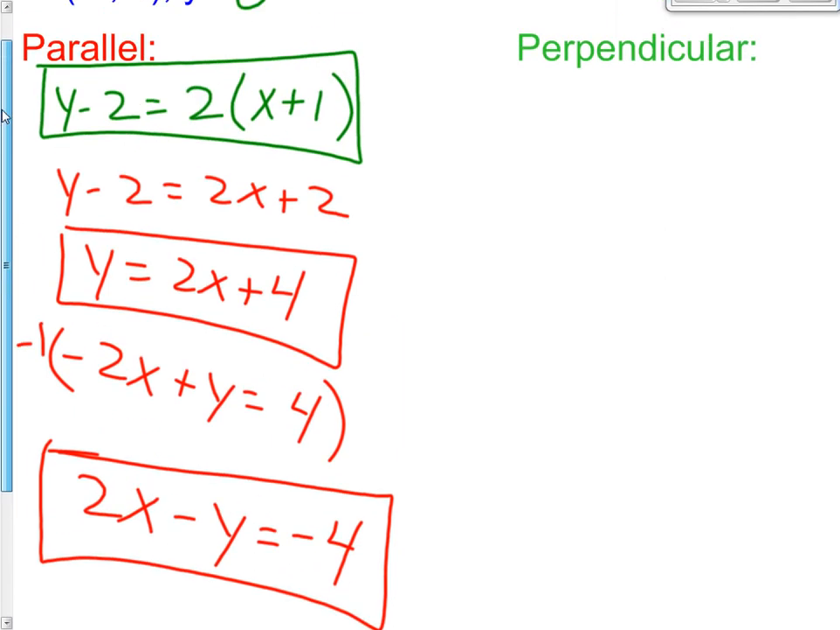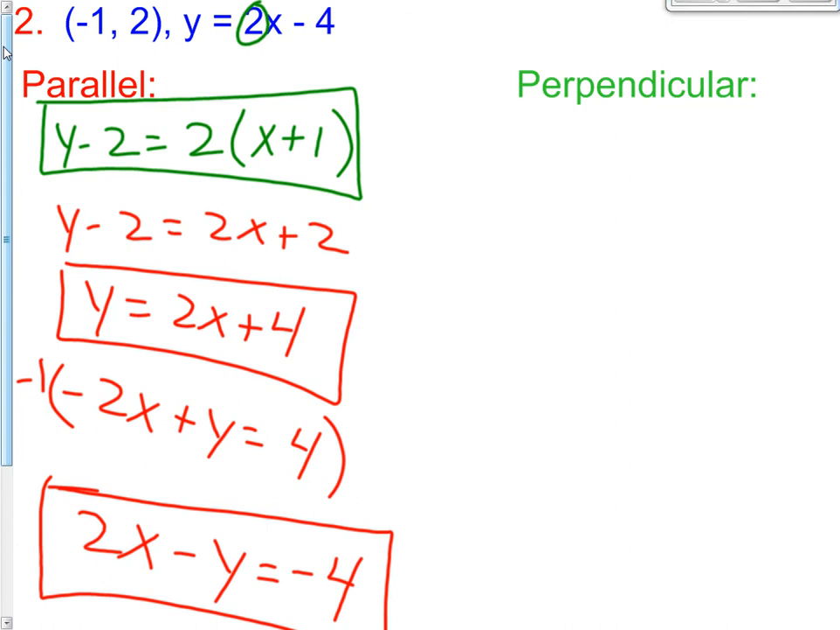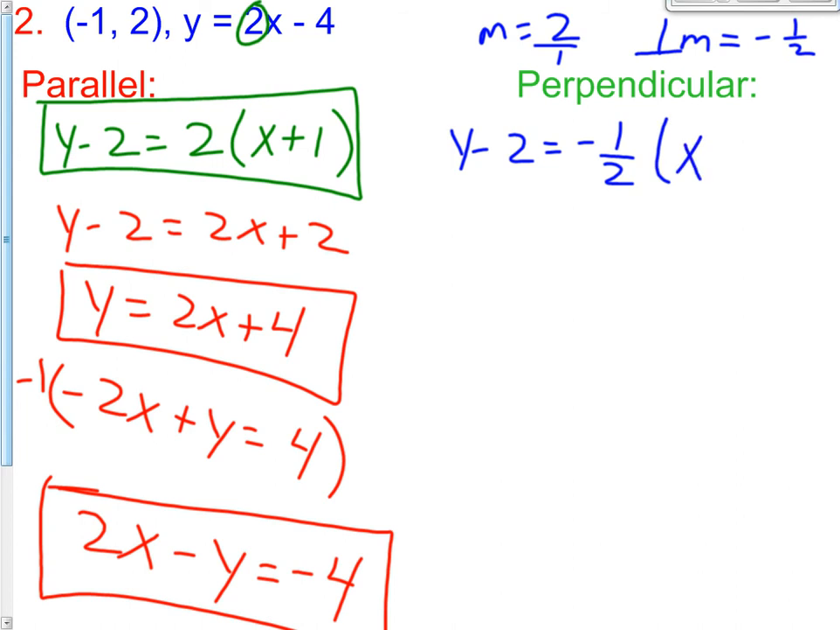For a perpendicular line, let's now use our negative reciprocal. So if m equals 2, our perpendicular slope is a negative 1/2. This is the same thing as 2 over 1, so the negative reciprocal would be a negative 1 over 2. So now let's go through the same work again. Y minus the y coordinate equals our m, which is negative 1/2, times the quantity x minus the x coordinate.